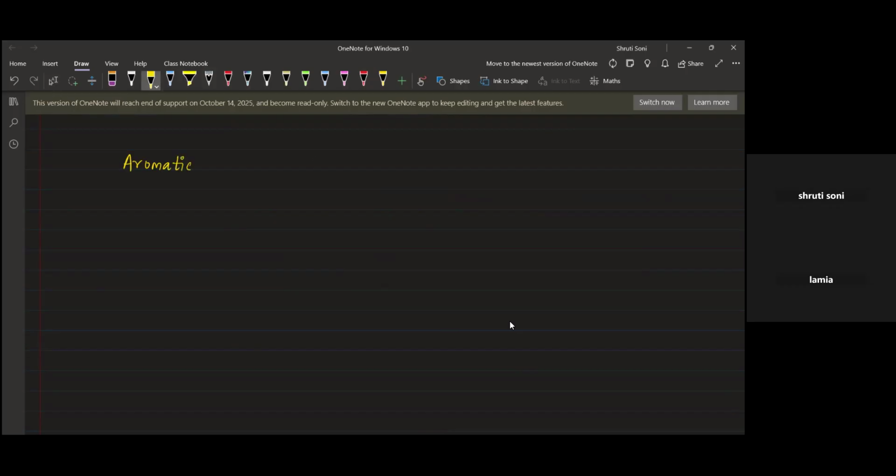Okay. Then the second will be non-aromatic. To differentiate aromatic and non-aromatic compounds, we need Huckel's rule. And the third one is alicyclic.